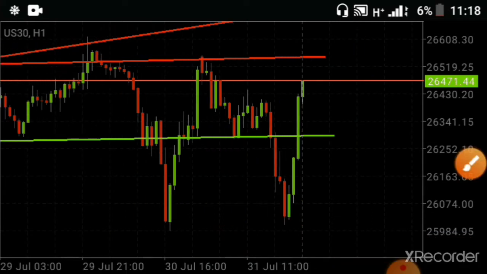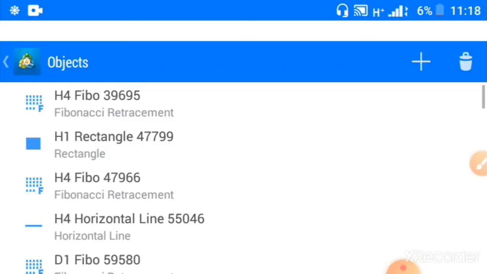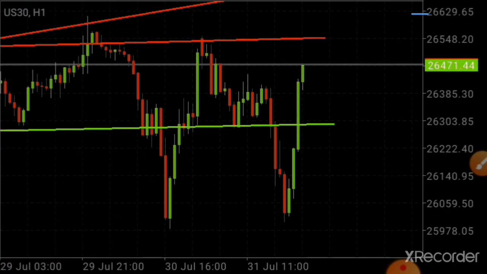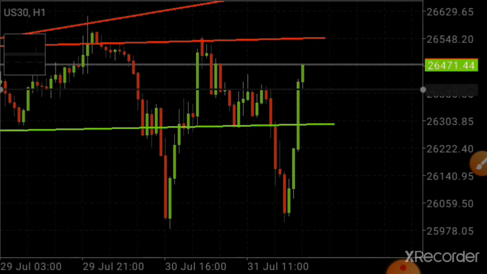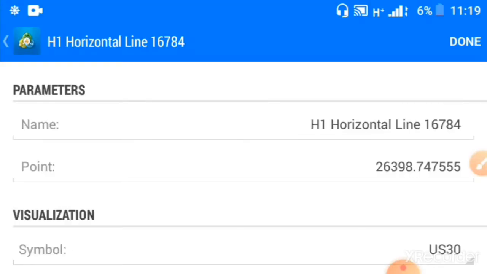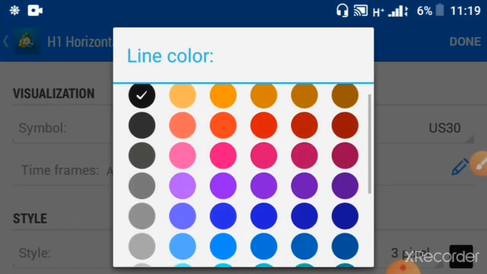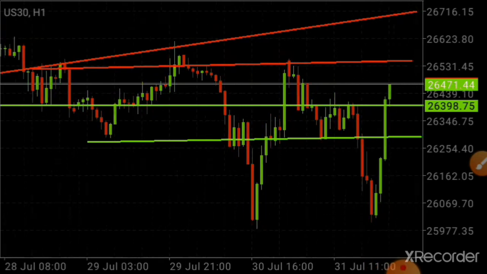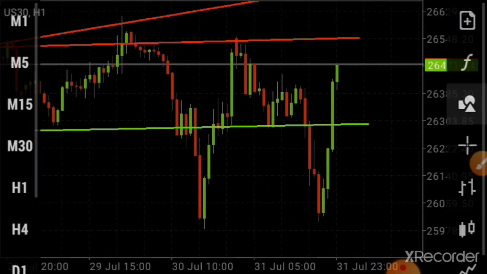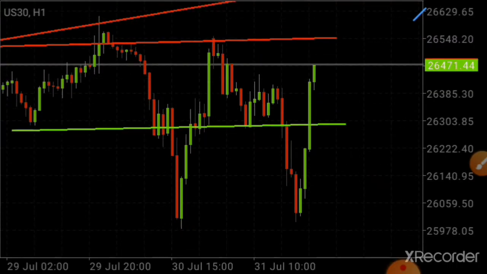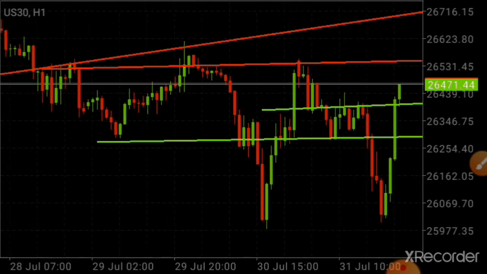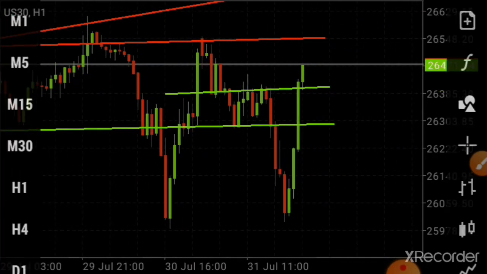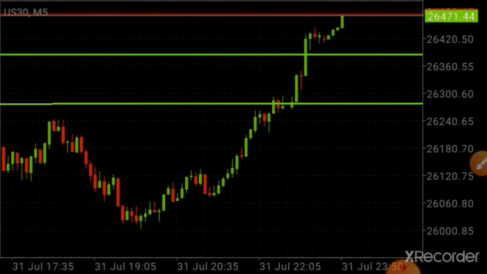So now that we have found our support and resistance, there's also a small tiny resistance, which will serve as a support for this. Let's just make it green also to serve as a resistance at this point here. So now that we have found our support and resistance zone, we can go to the 5 minutes to enter our trade.